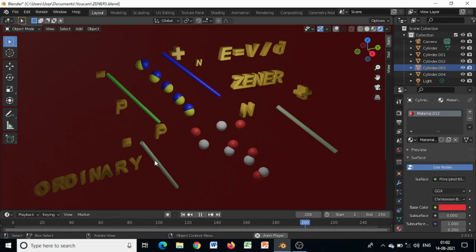This is the unbiased condition, switch is open. Look at the animation, look at this position of the switch. As soon as the switch is closed, it increases, and the width of the depletion layer is still much less than the width of the depletion layer in the ordinary diode. It thickens, but not so much as in the ordinary diode.